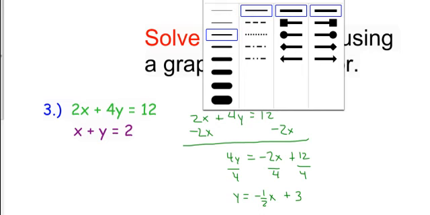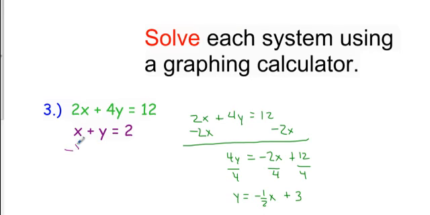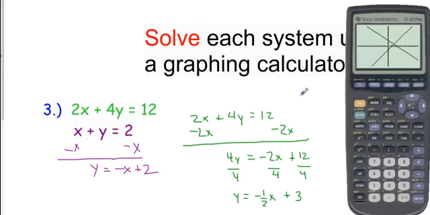To the purple one. This will be much easier. One step. Subtract x from both sides. So we get y equals negative x plus 2. And y equals negative 1/2 x plus 3. So we're going to plug those in the graphing calculator. Negative 1/2 x plus 3. Negative x plus 2. Graph.